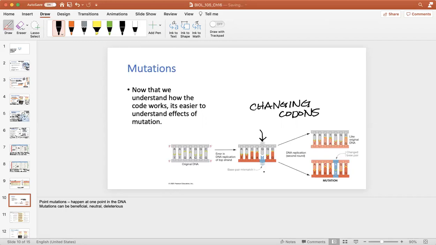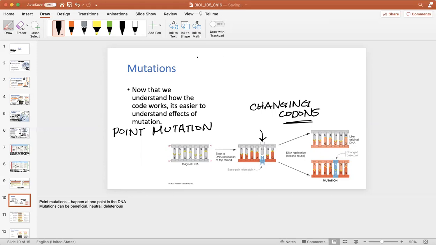So if we accidentally insert an incorrect base pair, we have changed codons. And this is called a point mutation, where we've inserted an incorrect base pair at a single point on the DNA, okay?